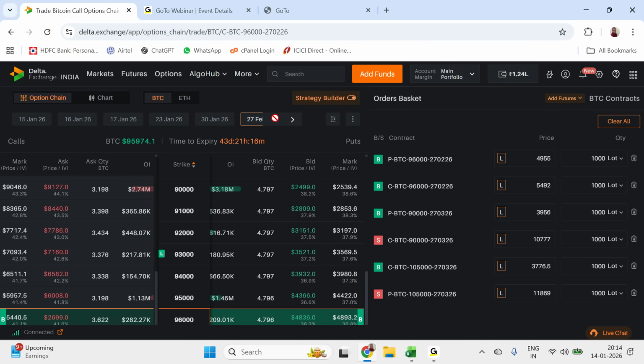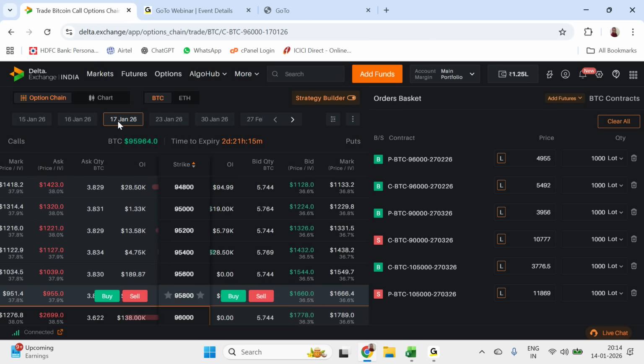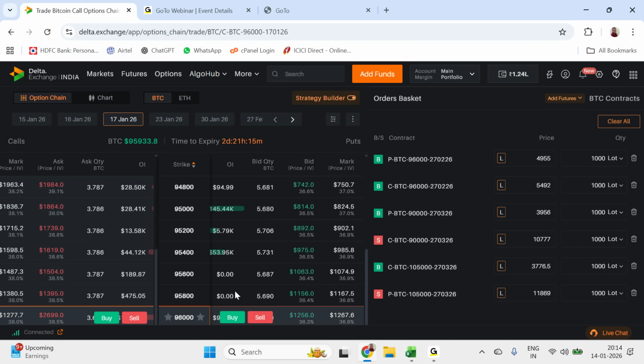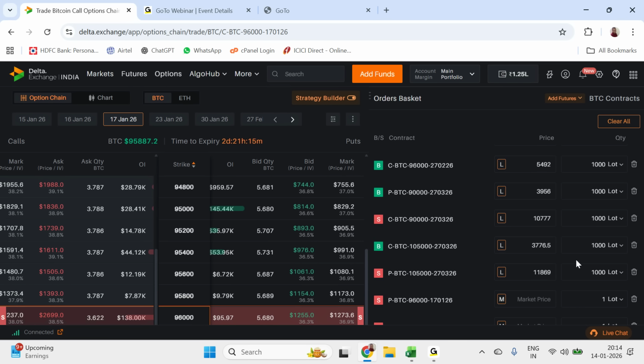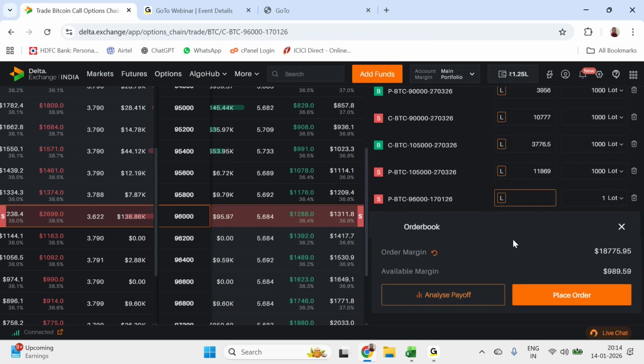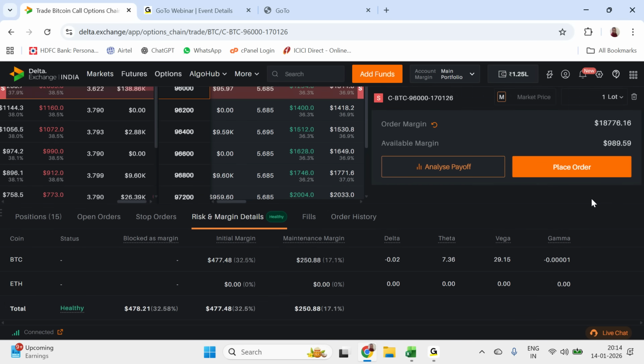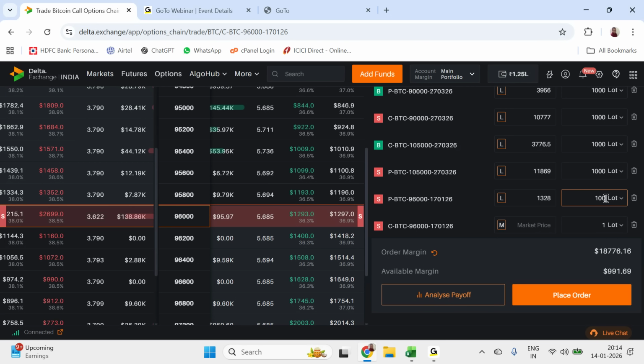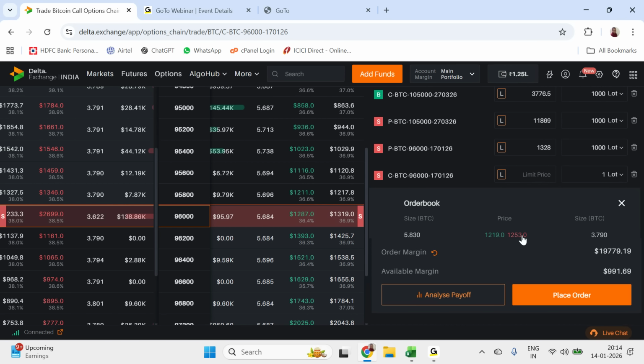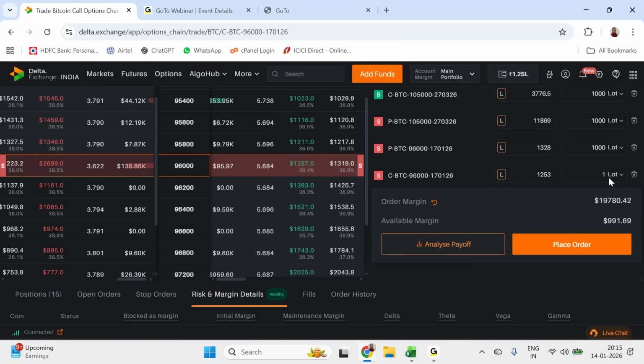Go with 14, 15, 17. You can go with the 17th. So initially go with the 17th. On the 17th, sell and sell, 96 call and 96 put. 17th January, so I am selling the 17th call. He will be getting $1,200 for the 96 call, and here also the 96 put. You can go with the 16th also if there is a sizable value there.